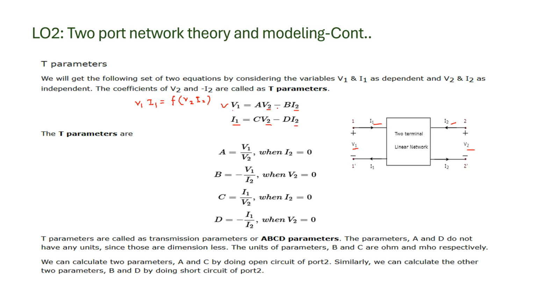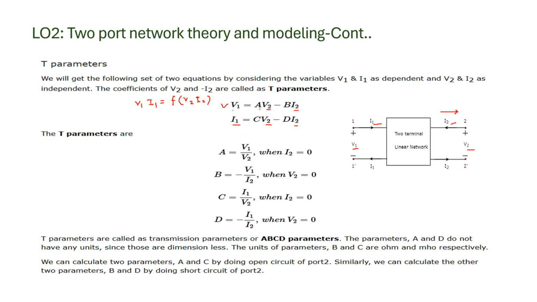Now why is a minus there? Because in an actual transmission line, the current flows in this direction toward the receiving end, but for modeling's sake we are taking it in the reverse direction, so we are keeping a minus here.